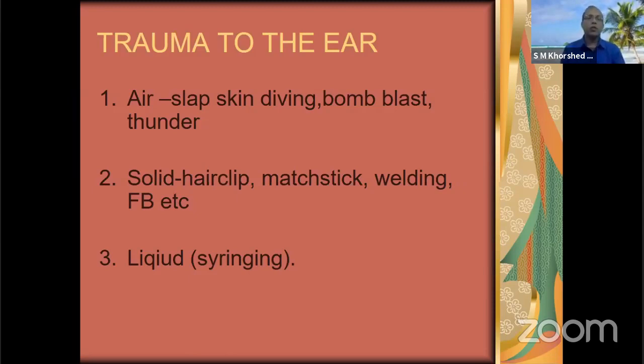When someone goes for syringing, water at body temperature using an oral syringe is to be given to the ear canal. It is to be given with a direction towards the roof of the ear canal. And then the water goes and takes the wax out. If someone gives it directly, it hits the tympanic membrane, and thereby the tympanic membrane ruptures, and there is ear trauma. So ear trauma can be by ears, can be by liquids, can be by solids.